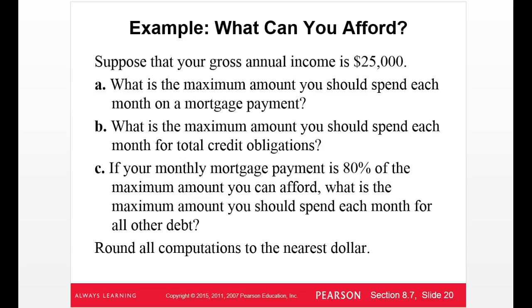All right, so let's suppose your gross annual income is $25,000. What's the maximum amount you should spend each month on your mortgage? What's the maximum amount you should spend each month for your credit obligations? And if your monthly mortgage payment is 80% of the maximum you can afford, what's the maximum amount you should spend each month on all other debt?